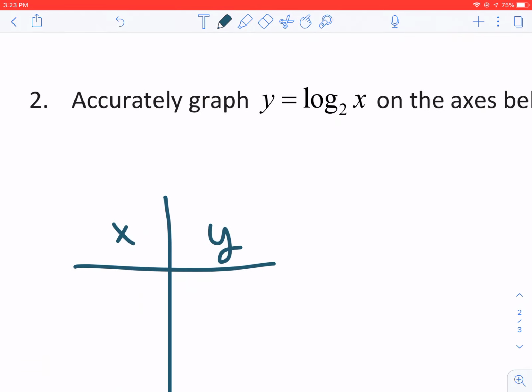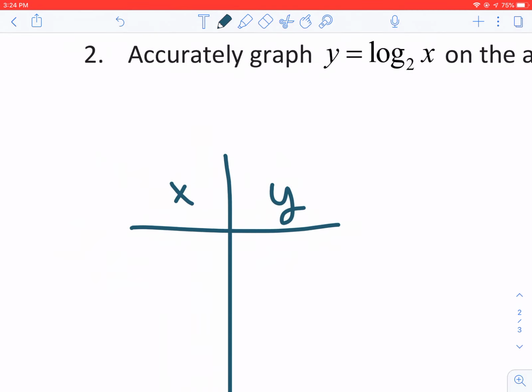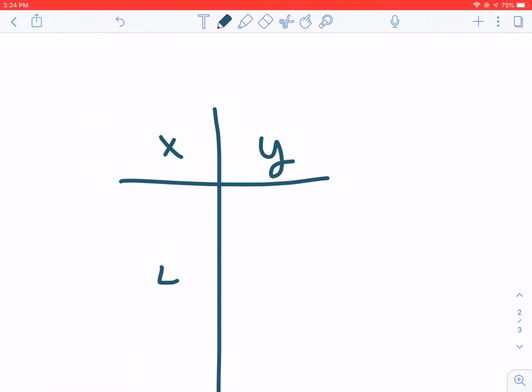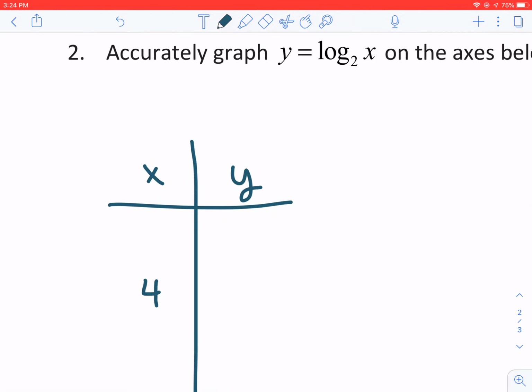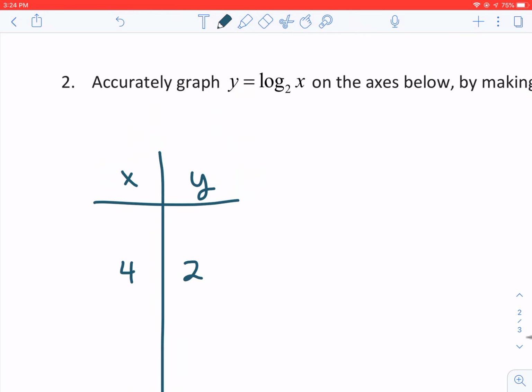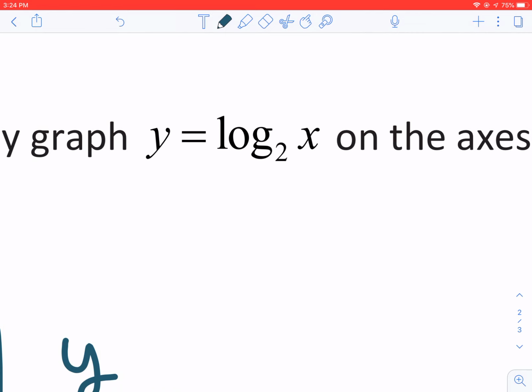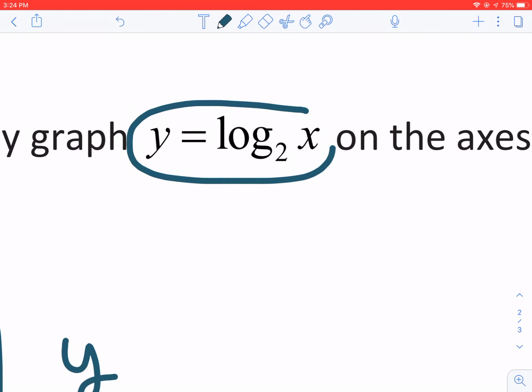So we might have to cherry pick our values for x. For example, I could do 4 because I know 2 squared is 4. So that'll be 4 comma 2. But that's probably pretty complicated to think about like that. So what I'm going to do is change this to exponential form, and that's going to be a lot easier to work with.